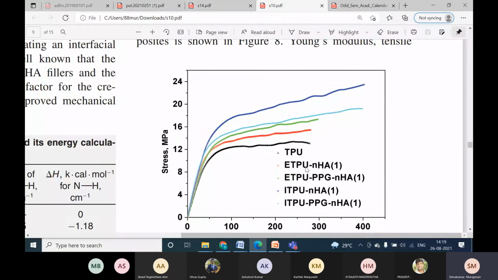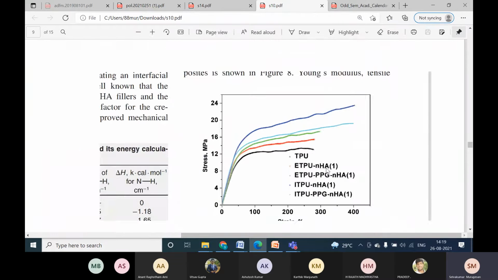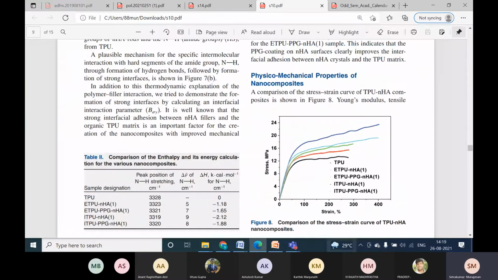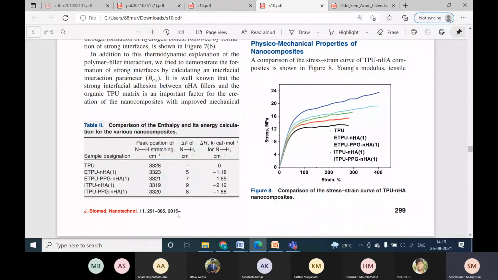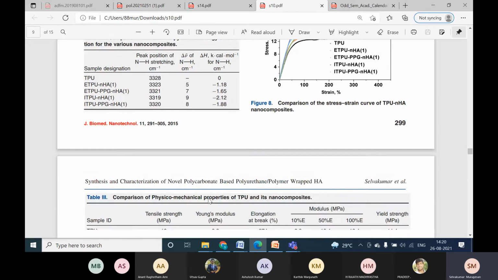But in the case of ex situ, you can see the modified filler is dominating over the unmodified filler. So this is one of the few observations of this structure-property relationship, which was reflected in the shifting of those peaks, like hydrogen bond interaction, how exactly the hydrogen bond formed, and their quantitative determination, like how much delta H energy was obtained for the different nanocomposites.